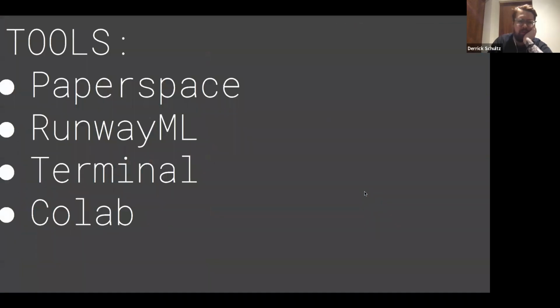The tools we're going to use in this class are a thing called Paperspace, and a thing called Runway, which I demoed really quickly today and we'll talk a little more about. We're also going to use the terminal. I know the terminal is the scariest thing to non-coders, but I promise we'll make it as painless as possible. I won't promise there won't be a little bit of frustration, but we'll try to make it as easy as we can. And then we're also going to use a thing called Colab.